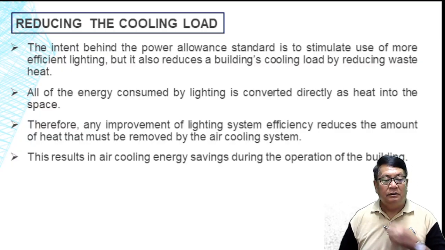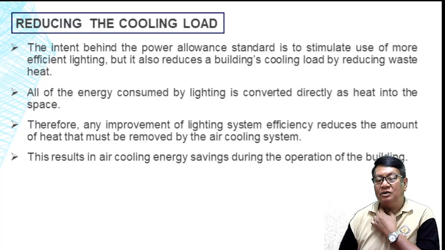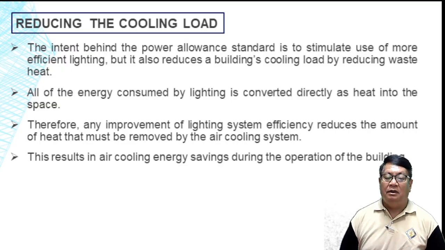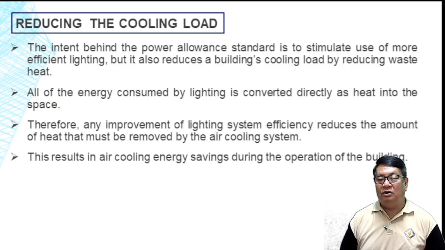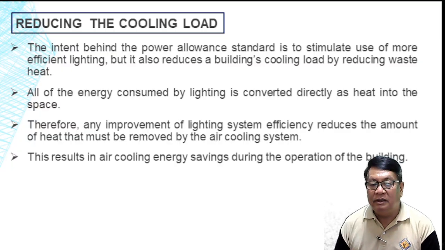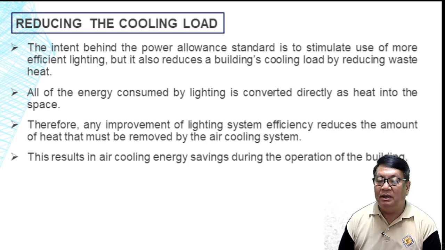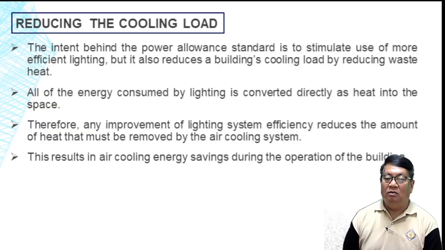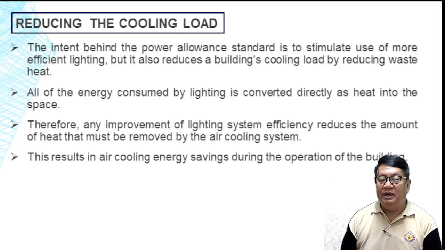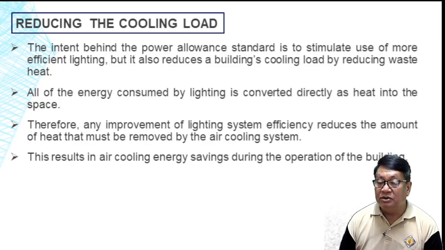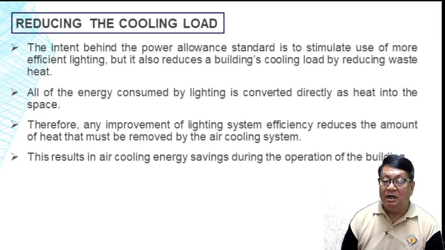Especially for the lamps or the ventilation or our air conditioning system, then we should consider reduction of cooling load, no? The intent behind the power allowance standard is to stimulate use of more efficient lighting, but it also reduces a building's cooling load by reducing waste heat. Okay, all of the energy consumed by lighting is converted directly as heat into the space. Therefore, improvement of lighting system efficiency reduces the amount of heat that must be removed by the air conditioning system.